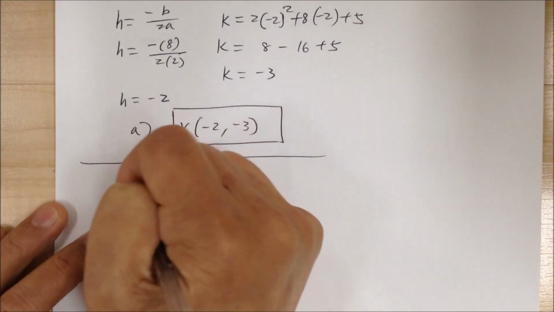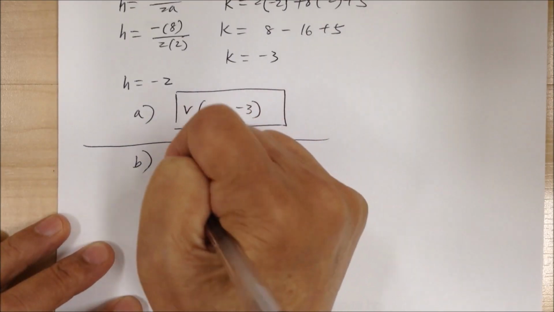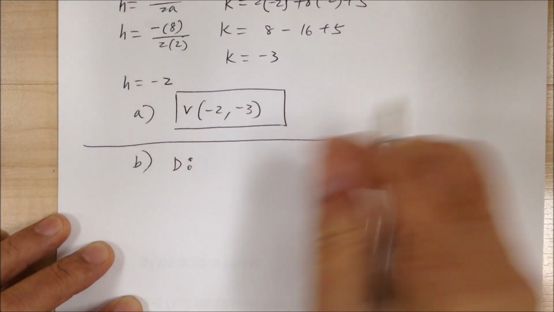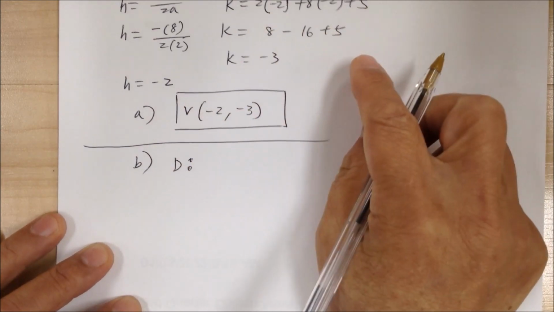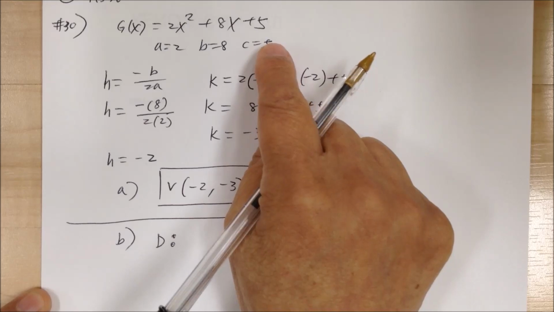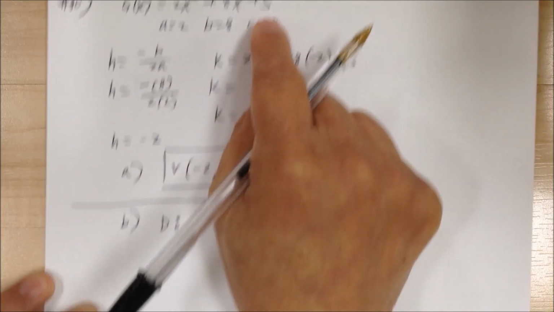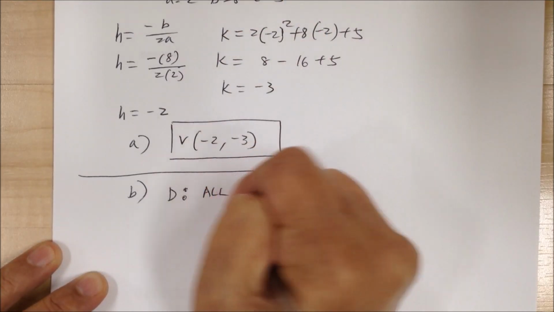Now for part B, you're looking for the domain. Domain is the value of x that you're allowed to put in here. And since there's no variable in the denominator, there's no restriction. So the domain would be all real numbers.